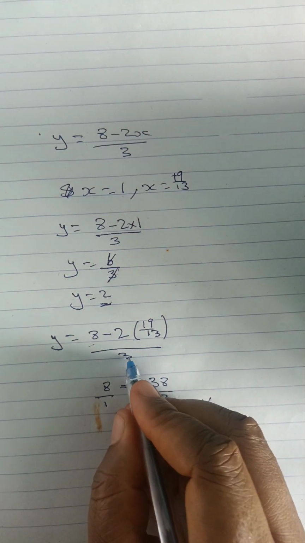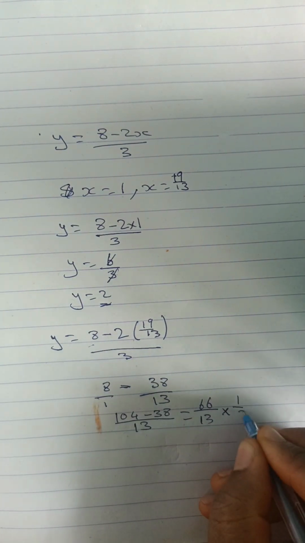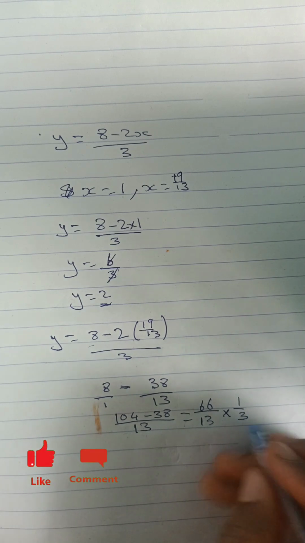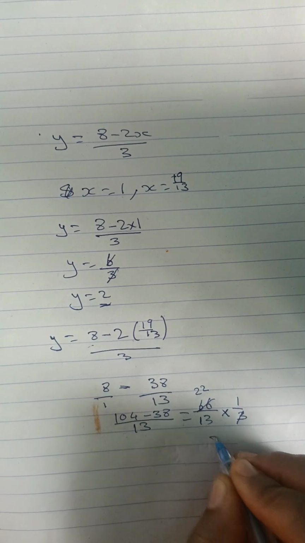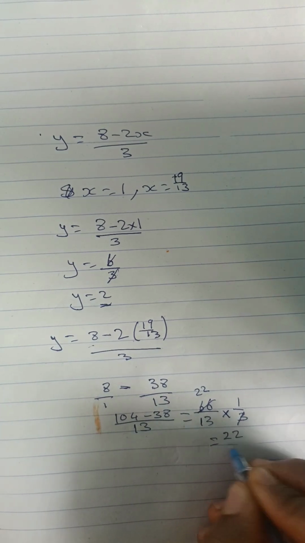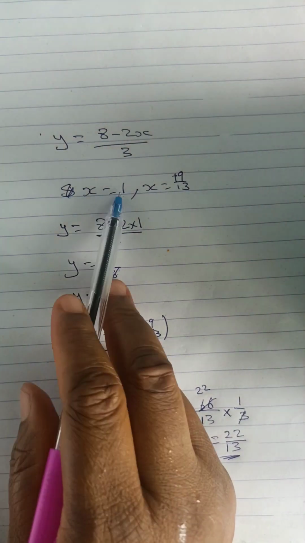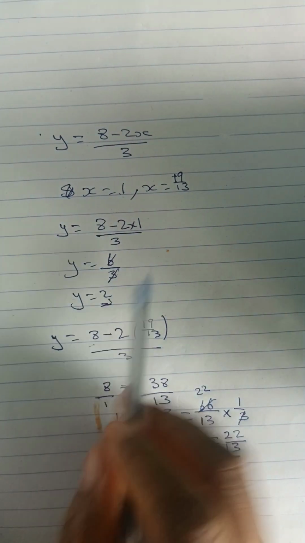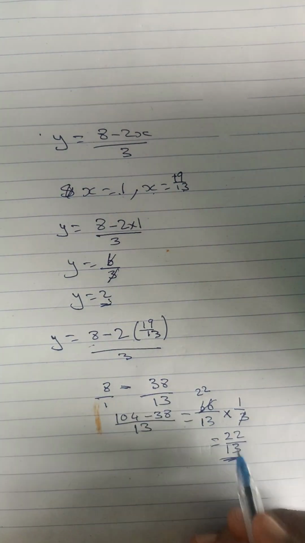Let's not forget our 3. So now we bring the 3 up, and when we bring it up, it becomes this way. Now 3 can divide 66 to be 22. So our second value for y is 22 over 13. So this is it. When x is 1, y is 2. When x is 19 over 13, y is 22 over 13.